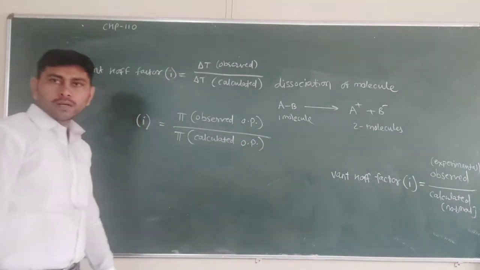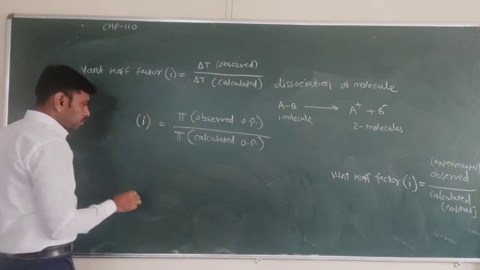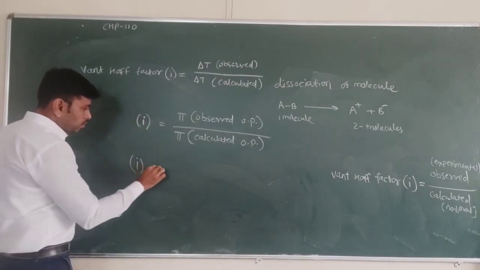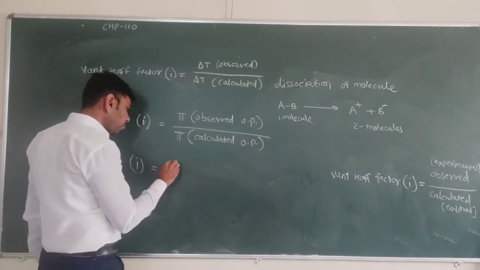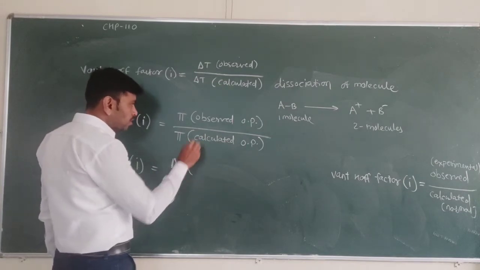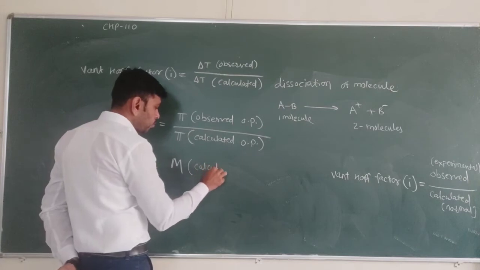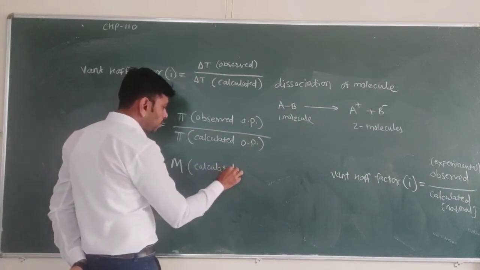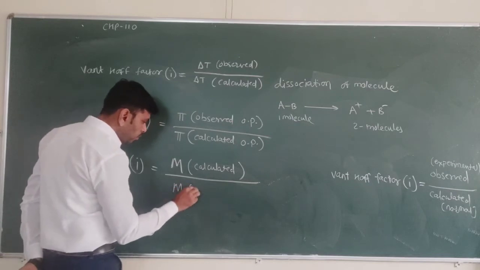Calculated or theoretical osmotic pressure. In a similar manner, the molecular mass we can determine, but molecular mass is inversely proportional here. So molecular mass is inversely proportional. Here the ratio is the calculated molecular weight upon the observed molecular weight.